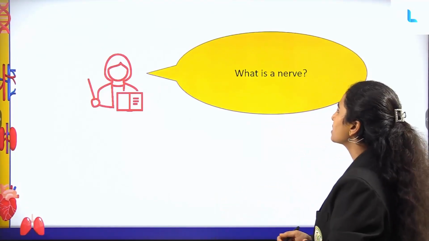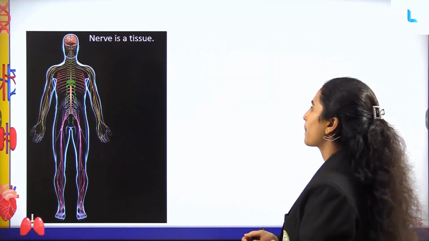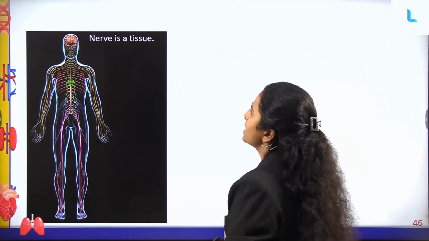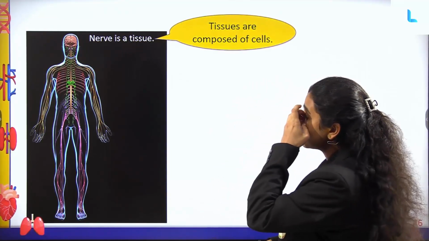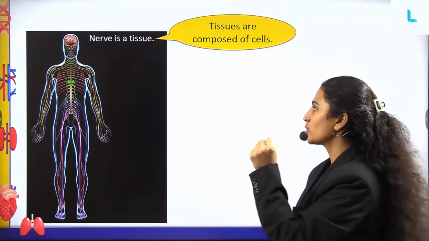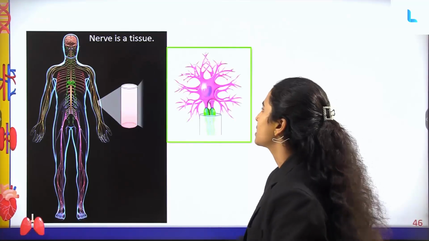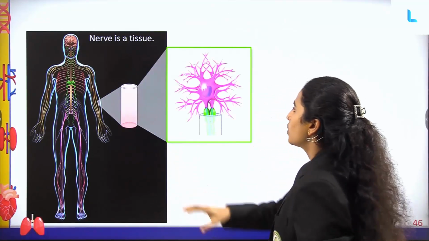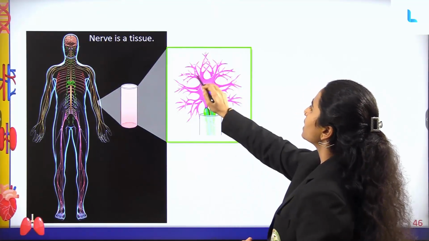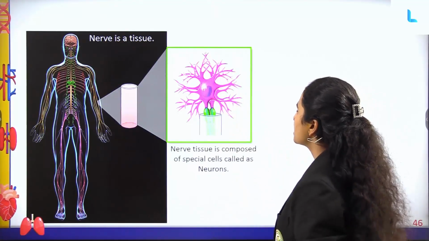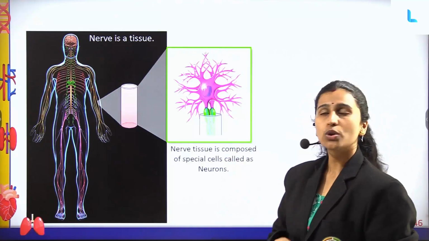So basically, before discussing the nervous system, what is a nerve? We'll see. A nerve is a tissue. A tissue is a group of cells which are joined together. So nerve basically is a tissue. This is one nerve if we see. This is the structure of the nerve, wherein you can see the axon, the dendrites, the nucleus present in it. So nerve tissue is composed of special cells called the neurons.